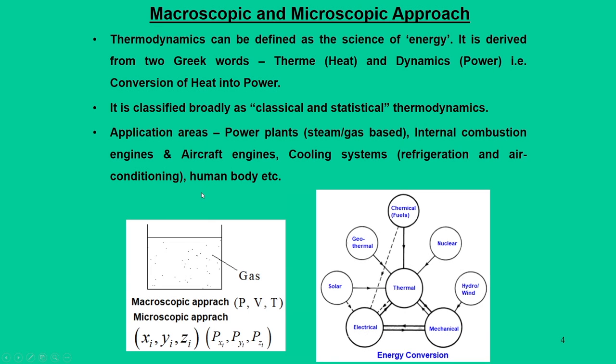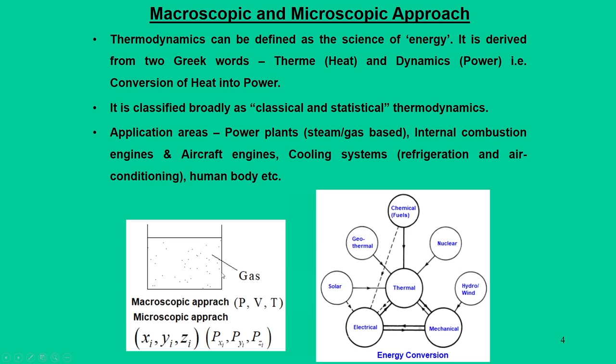Now, moving further to our basic topic, that is macroscopic and microscopic. This particular picture shows a container that contains a gas. When we deal with this in a gross sense, we can say that the specification of this gas from a thermodynamic viewpoint can be represented by its pressure, the certain volume it occupies, and its temperature. So, this is what we call a macroscopic approach in defining the state of this gas.